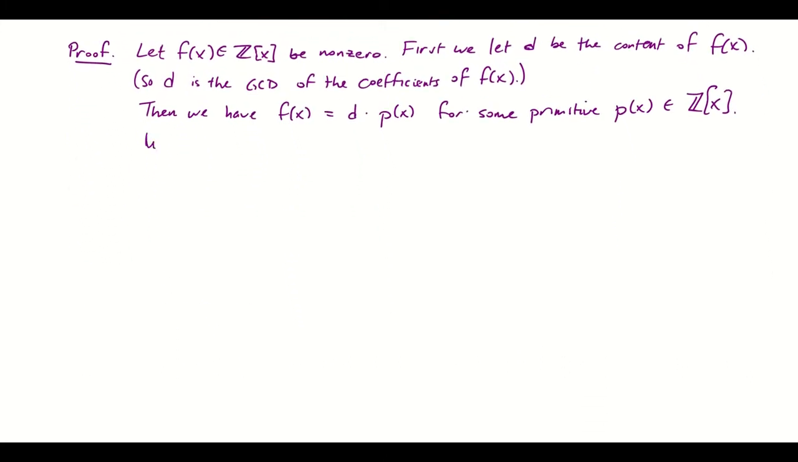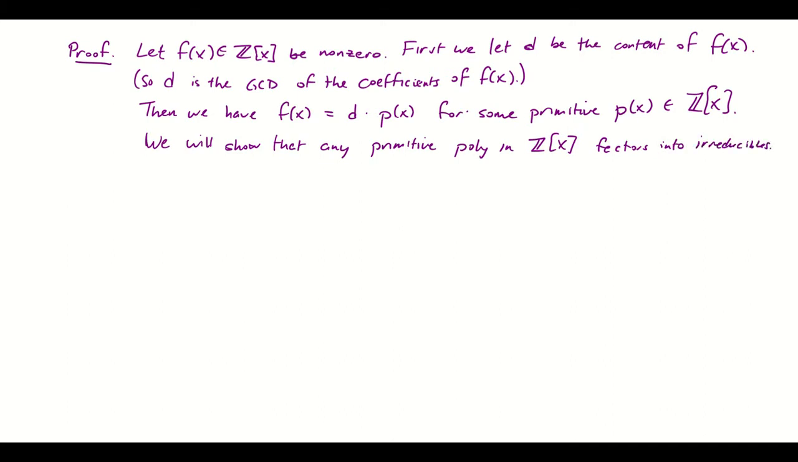We will show that any primitive polynomial in Z of x factors into irreducibles. Okay, so now we're sort of jumping into a lemma here because we're going to prove this for all primitive polynomials, and this is where we're going to use induction. So we're not going to fix our attention necessarily on P of x itself. We will come back to that at the end of the proof.